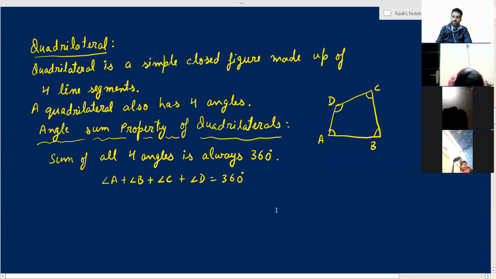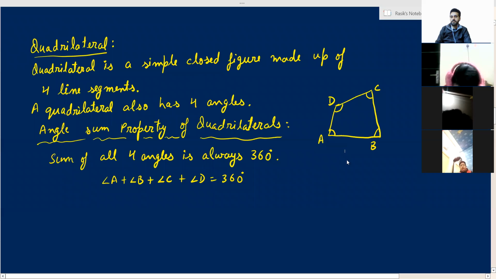Sir, which angle has 4 sides? It's called quadrilateral. The figure, the polygon, which is made up of 4 sides is known as a quadrilateral. Okay, यही लिखा है मैंने definition में. Quadrilateral is a simple closed figure made up of 4 line segments. That means 4 sides. So this is a quadrilateral. It also has 4 angles. As you can see, I have marked the 4 angles.